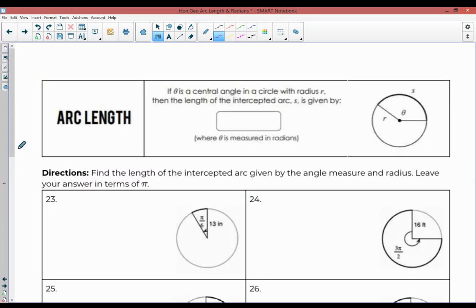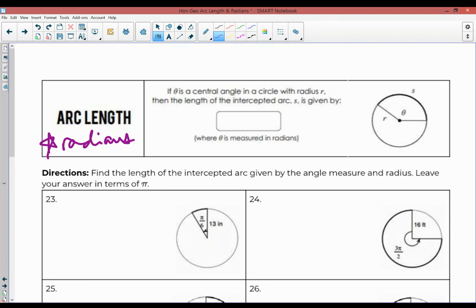All right, last page we'll do together. So arc length, you may be saying, wait, didn't I do this already? You did with degrees. Now we'll do this with radians, which may make it easier.